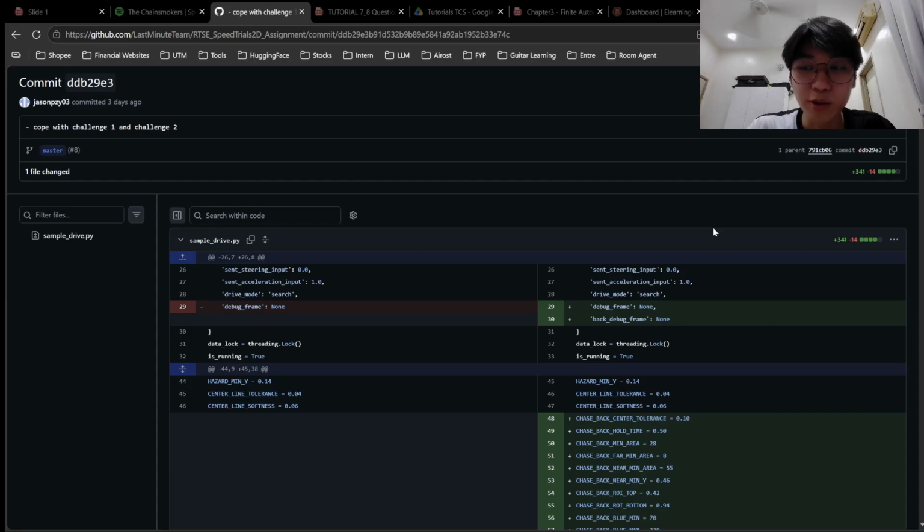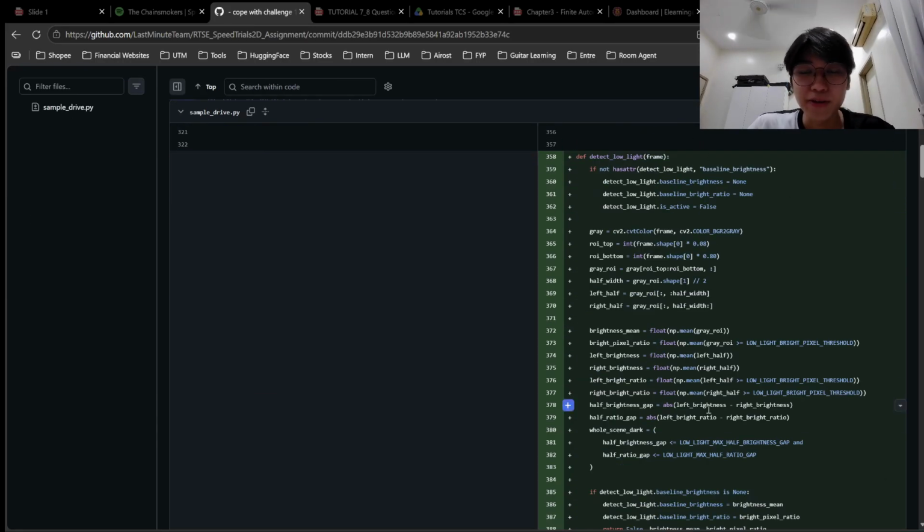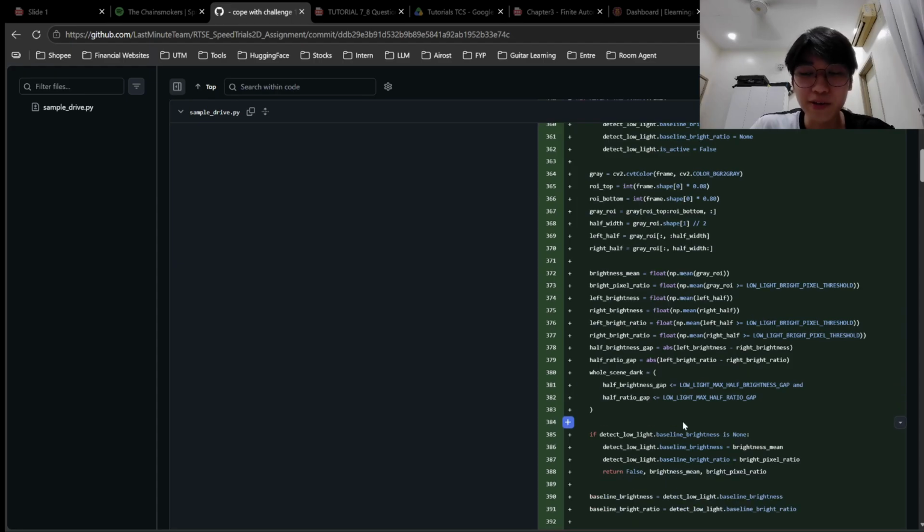Now I'll briefly walk through the main part of the code for coping with these two challenges. This is the main function for detecting low brightness. The first thing I do is convert the frame into grayscale. Then I measure the average brightness and the bright pixel ratio. I also compare the left and right halves of the screen, so I only trigger when the whole scene becomes dark, not when only half of the screen is black, which happens when we get the punishment from the yellow token.